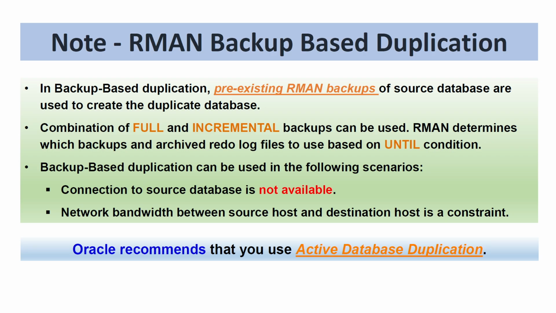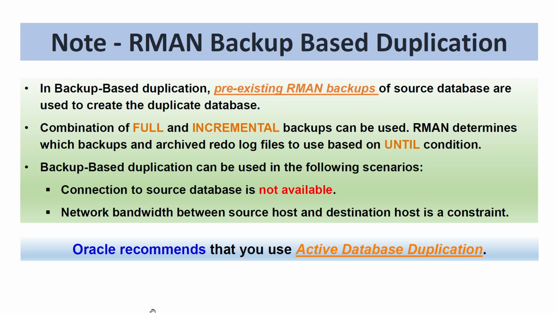Now, before we proceed, let's understand how RMAN backup based duplication works. In backup based duplication, pre-existing RMAN backups of the source database are used to create the duplicate database. A combination of full and incremental backups can be used. RMAN determines which backups and archive redo log files to use based on the until condition. Backup based duplication can be used in the following scenarios: connection to the source database is not available, or network bandwidth between the source host and destination host is a constraint. Otherwise, Oracle recommends that you use active database duplication.